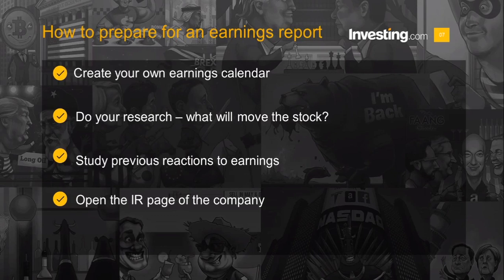Another thing you have to do before that is study the previous reactions to earnings. So we don't want to get caught off guard. And of course, we don't want to pick a boring stock, right? Because if the stock moves a little bit up, a little bit down, that's not very interesting to us. We want to be able to find the big companies that move a lot. And this also helps us a lot find what moves the stock, right?